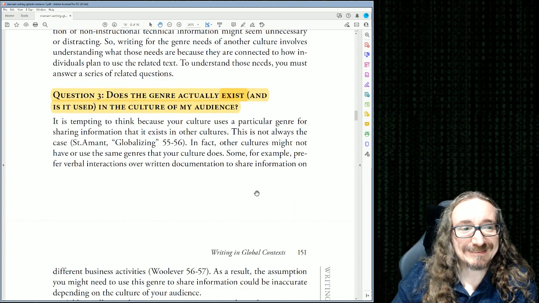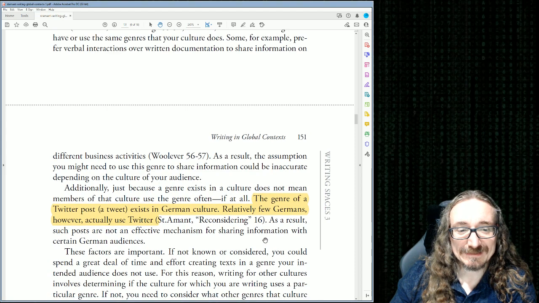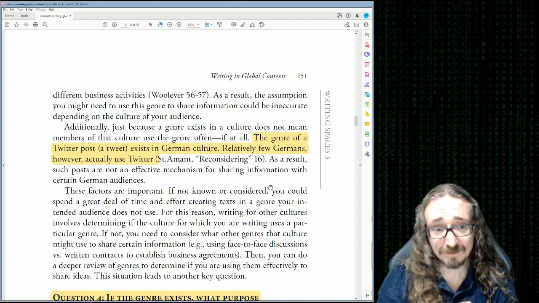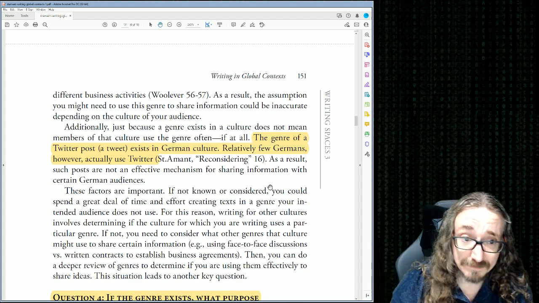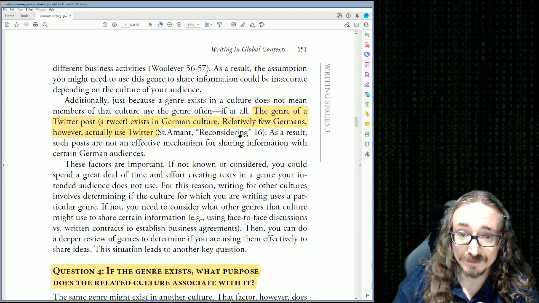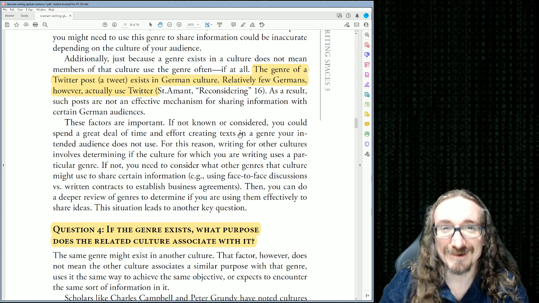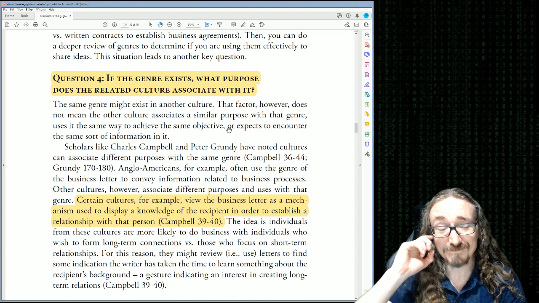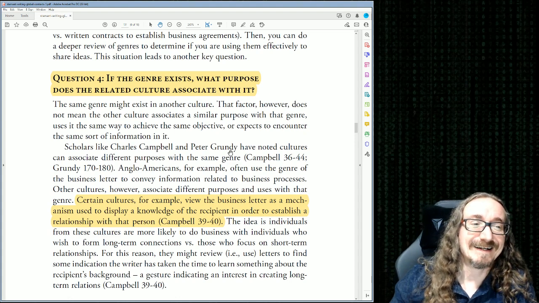Three, does the genre actually exist, and is it used in the culture of my audience? His example of this was, I think pretty much resumes are used everywhere. But he points out that Twitter posts, I didn't know this, I thought Twitter was pretty much everywhere. But he says it technically exists in Germany, but hardly anybody uses it. Relatively few Germans actually use Twitter. So it's just not a very popular tool there. Obviously that'd be an important thing to know. If you're trying to market things in Germany and you use Twitter as your default communication tool, you're probably going to utterly fail. You did not take that question into mind.